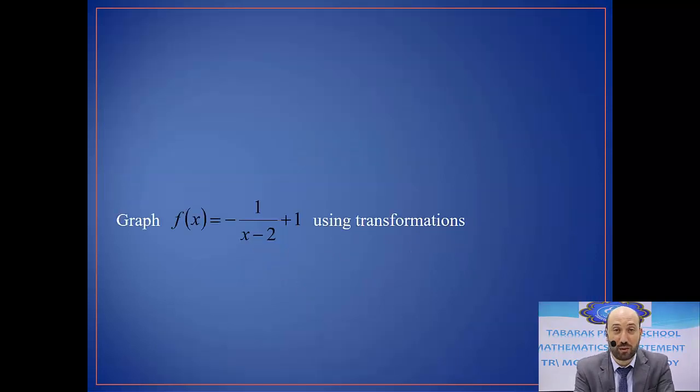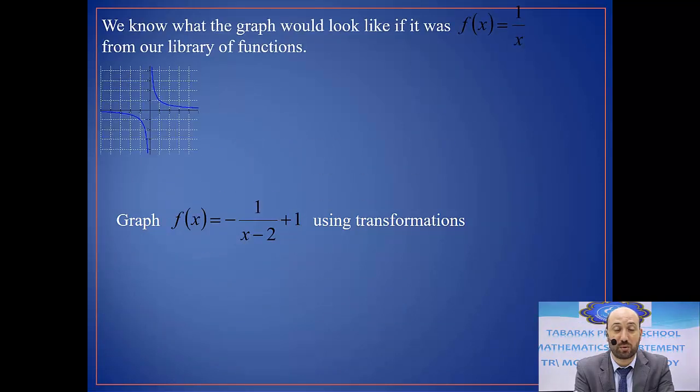And here we have to graph f of x equals negative 1 over x minus 2, plus 1 using transformations. We know what the graph would look like if it was f of x equals 1 over x, like what we have here, and we have to know how many transformations. Firstly, we have to check for reflecting and stretching. Do we have stretching here? No, we don't have any stretching. We have only a reflection because we have a negative sign, and we have translations.